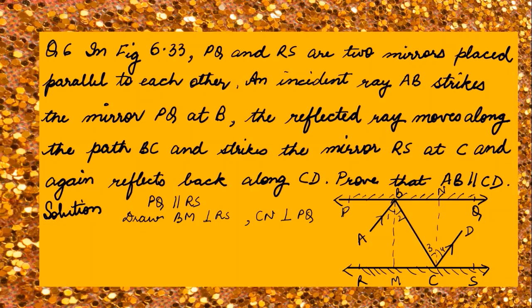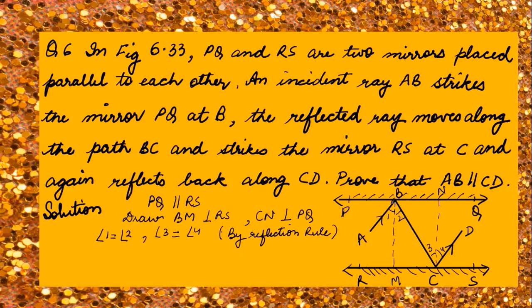Okay, now here you can say angle 1 equals angle 2 and angle 3 equals angle 4. Why? Because in physics you have studied that angle of incidence equals angle of reflection. So you can say by the reflection rule, that is incident ray equals reflected ray, by that you can say angle 1 equals angle 2 and angle 3 equals angle 4.